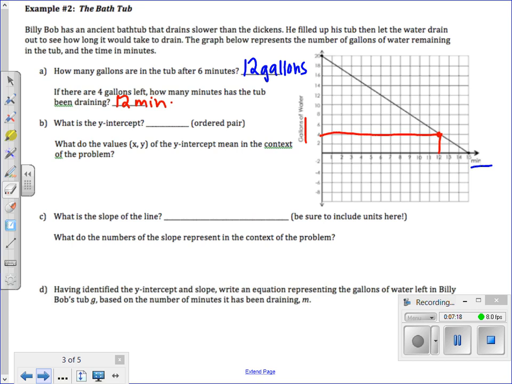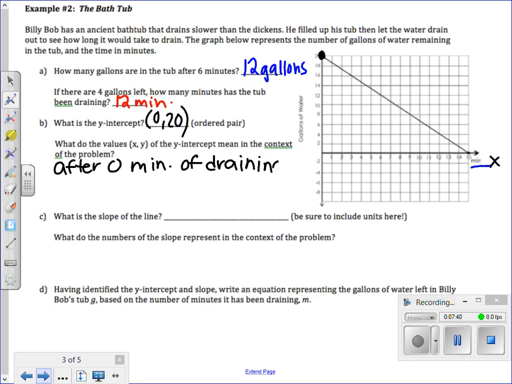Now it asks me, what's the y-intercept of this graph? When I look at the graph, I'm going to go all the way up to 0, 20. Now remember, 0 is on the x-axis, which is talking about minutes. So that means after 0 minutes of draining, the tub has 20 gallons of water in it.